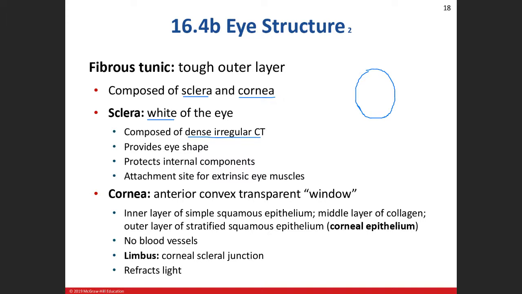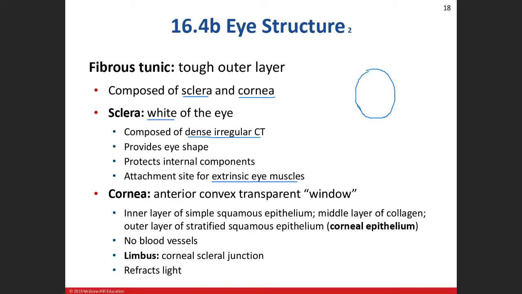All right, so that's what happens with your eye. The sclera is going, the extrinsic eye muscles are going to attach onto that. So that includes the superior, inferior, medial, and lateral rectus, superior, inferior oblique, okay, and the levator palpebrae. Okay, all of those will connect to the sclera, all right, so we can move the eye around.